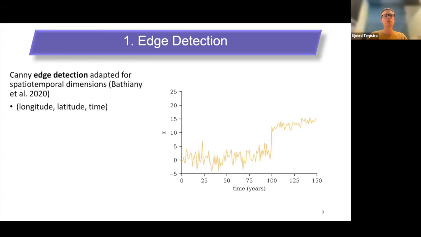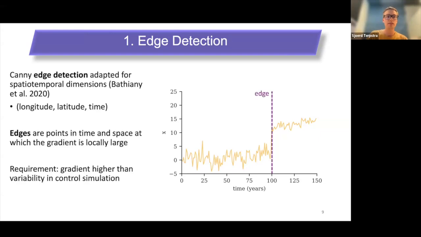So back to the first step. So as I said before, this method was adapted for climate data. What specifically means it now works for spatial temporal data. So we have data that is two-dimensional fields. So they have a longitude, latitude, and they evolve over time. And the idea is that in here, you can find an edge. So there's a point in time and space at which you have a strong local gradient. So local change that is very strong.